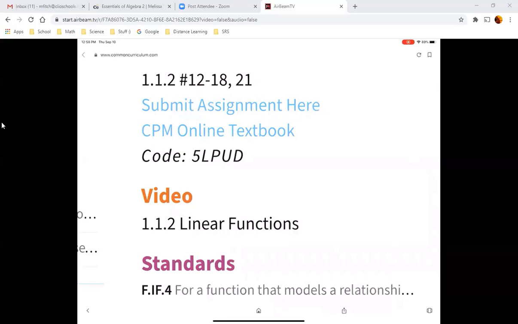It's the 5LPUD. So, is that your Bitmoji or is it just an avatar?